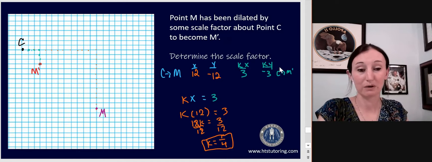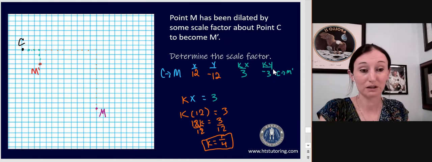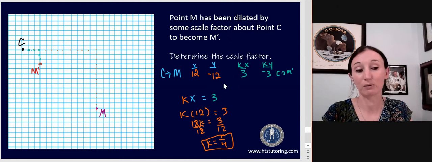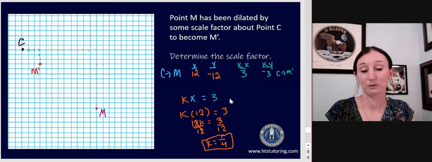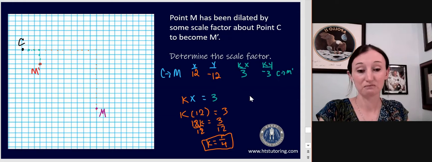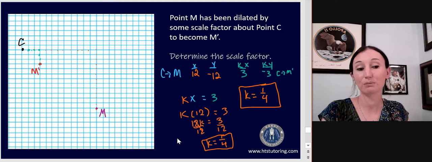Let's multiply it by the y and make sure that we get the same answer. So 1/4 times negative 12, well, multiplying by 1/4 is the same thing as dividing by 4. So negative 12 divided by 4 is -3. So this is correct. k is 1/4. That is our scale factor. Okay, so that's for points.